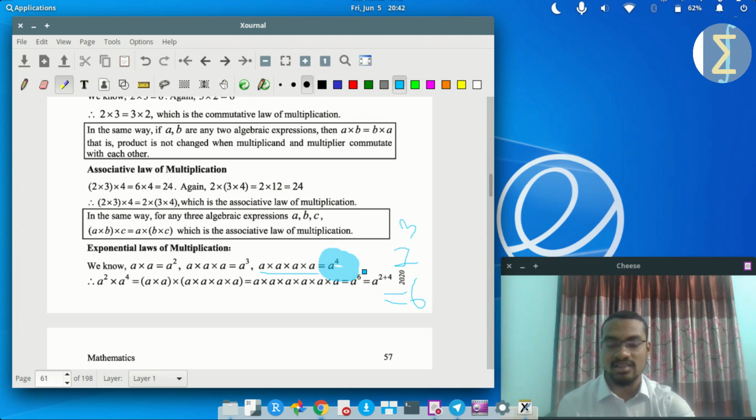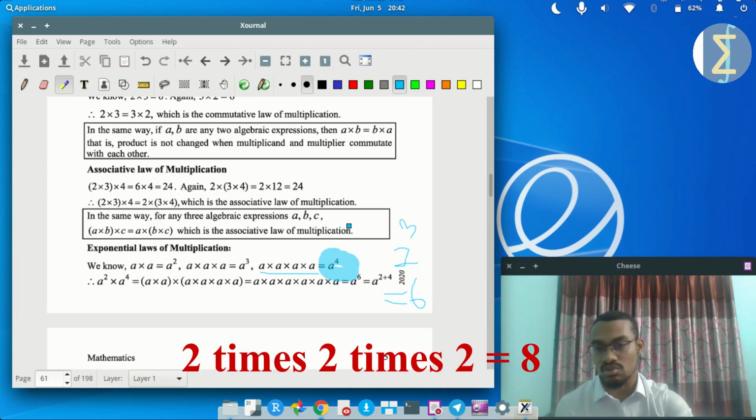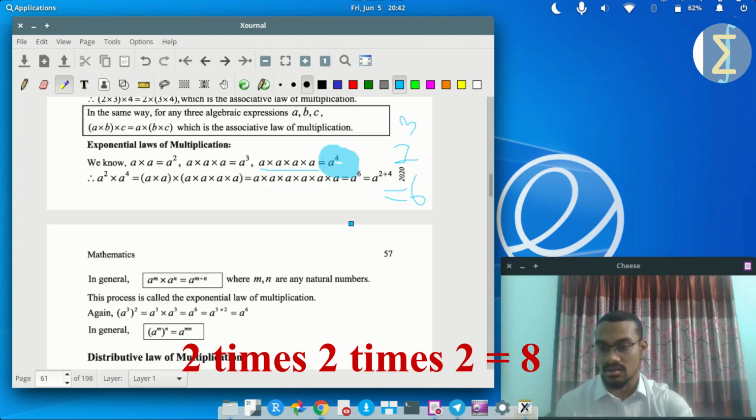And there is a common misunderstanding among some students, which I think you do not have. Some students write 2 to the power 2 cube... they write it as 6. Obviously they mistakenly multiply 2 with 3, which is not the case. Actually it would be 2 times 2 times 2, which is 8. So I think you do not have that misunderstanding.